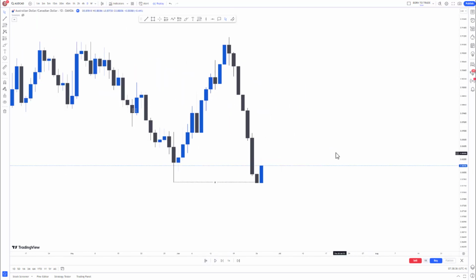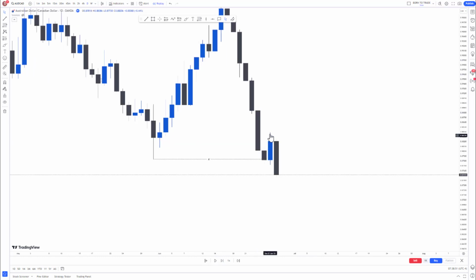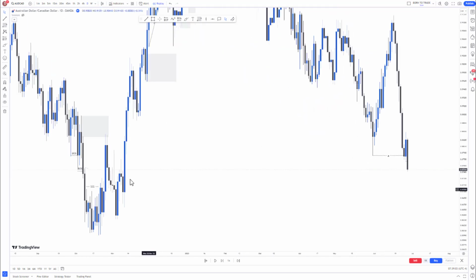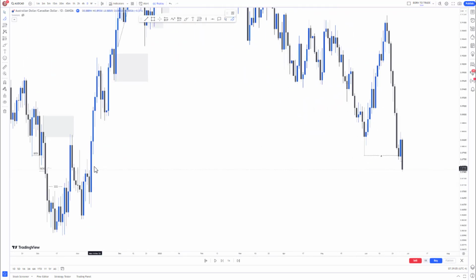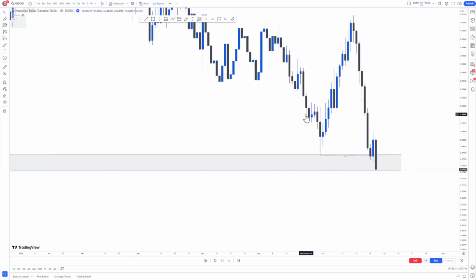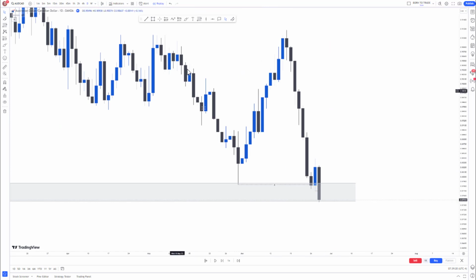We have a pullback, and this is a valid pullback. Now what we want to see is a change of character. If you can get one, we have a pullback and a continuation to the downside. Now you can still mark this as another liquidity sweep. If I try to zoom out, you see we have a daily fair value gap, and now price has tapped into a daily fair value gap. So this is another confluence that is going to help this trading opportunity to play out perfectly.